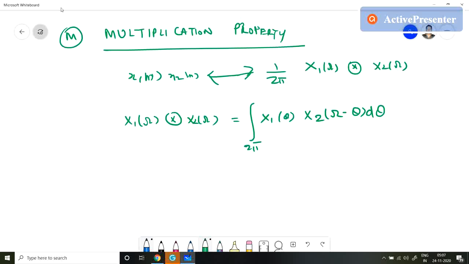So this property is called the multiplication property. We have multiplication in the time domain equal to convolution in the Ω domain. This property tells us that multiplication in the time domain is equal to convolution in the Ω domain. There are some additional properties.